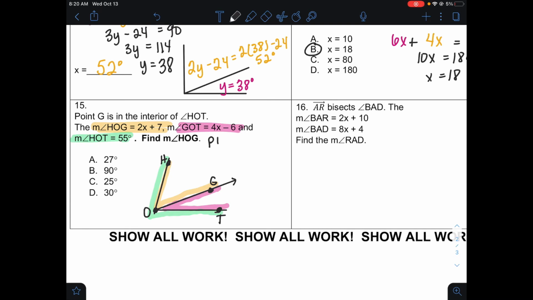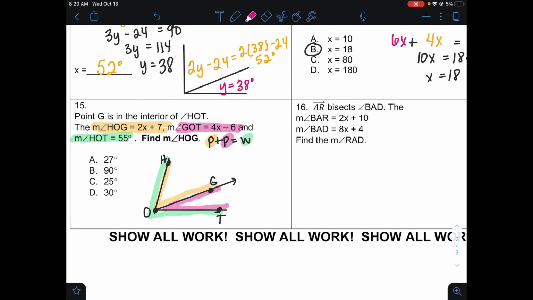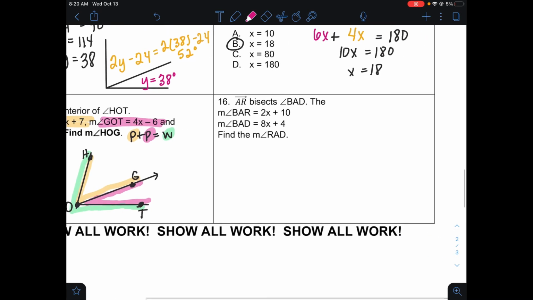So this is going to be a part plus part equals total or whole. All right, so the two parts are yellow and pink, and then the whole thing is the green. So when you set it up, make sure you put them in the right spot. And then solve for x and plug it back in for the yellow one, because the yellow one is HOG. All right, number 16, AR bisects BAD. Let me draw that out.